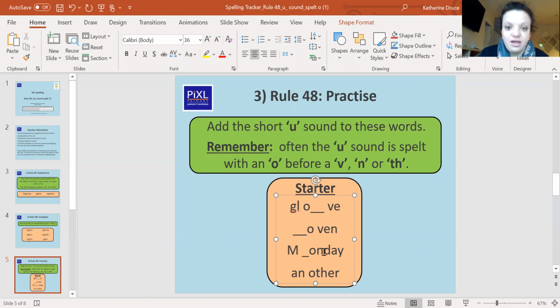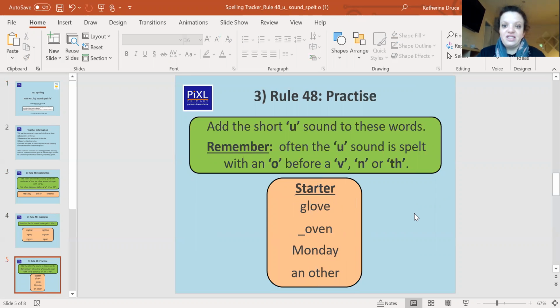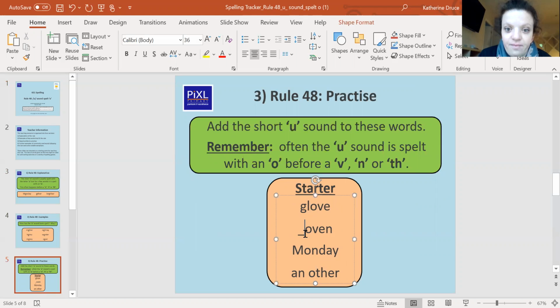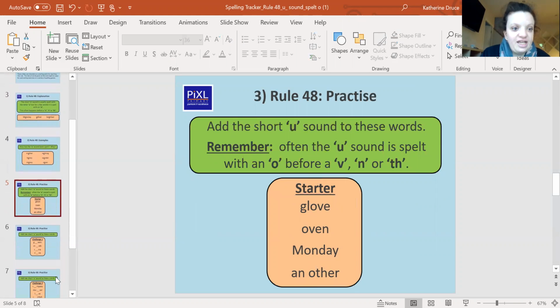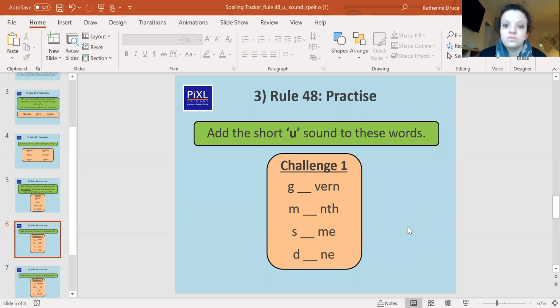Okay, so we've got another, Monday, oven, and glove. There we go. That's how it's spelled. That's how those words should look. Well done. Right, our next challenge. Are you ready? Again, think, is that word with that sound in it? Is it going to be spelt with an O or a U? Remember some of our tricky words as well that we know from our spellings.